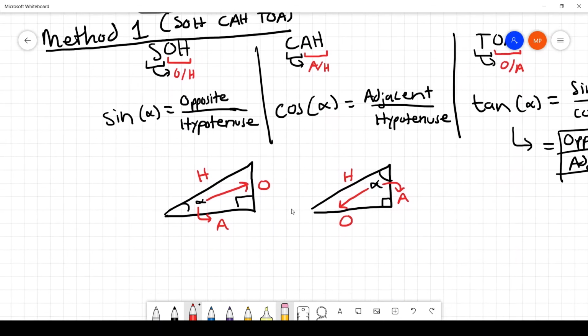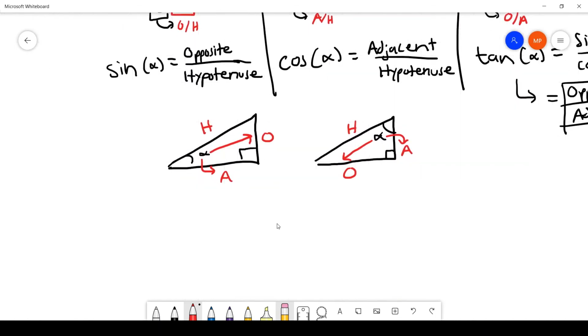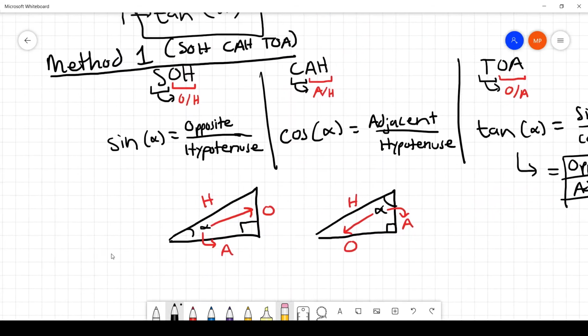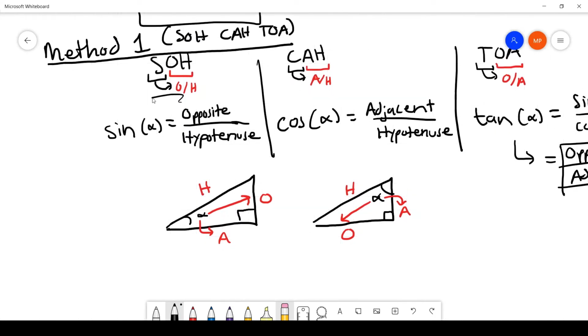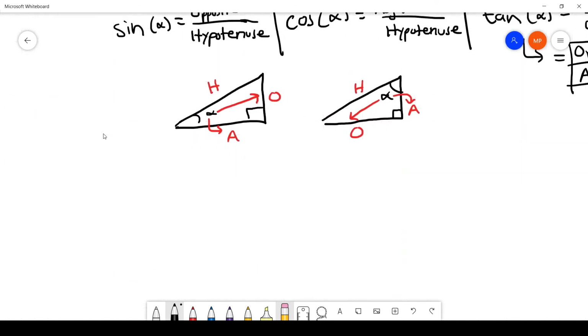So that's method 1. Method 2 is a bit different, but it's still the same. Essentially, what we're going to do is, if we don't really want to worry about remembering these fractions, we can just treat this as a sine onto the hypotenuse in order to get some side length. And so we'll basically be multiplying the hypotenuse on both sides to essentially move it over to the other side. And that's what method 2 is about.